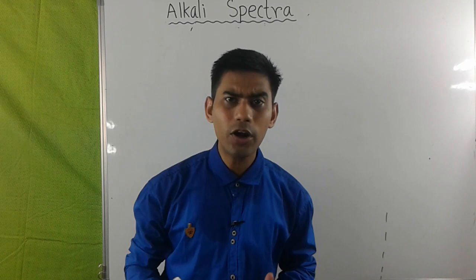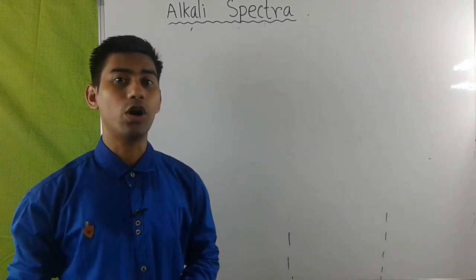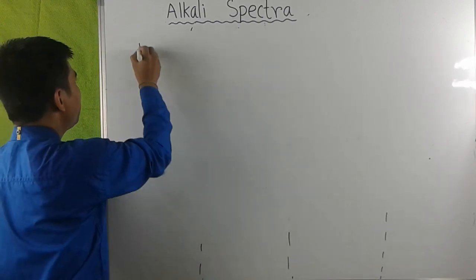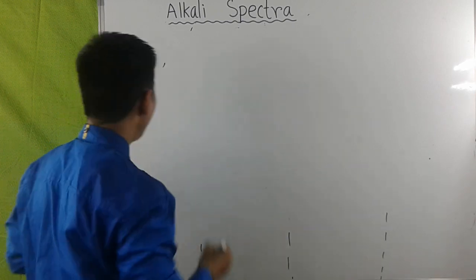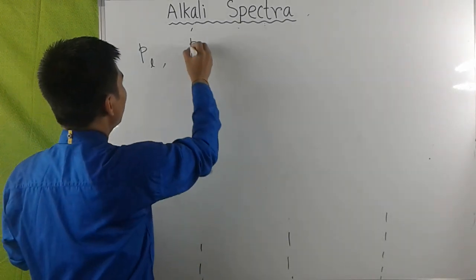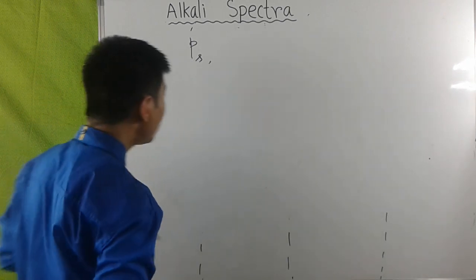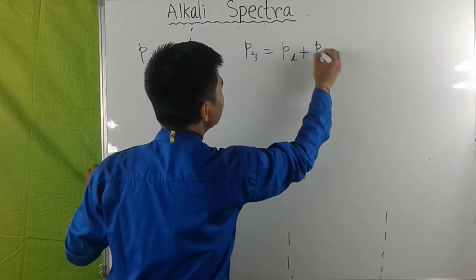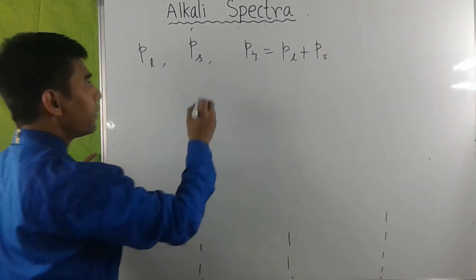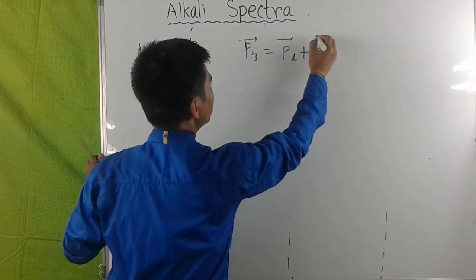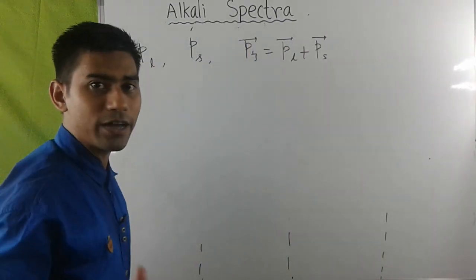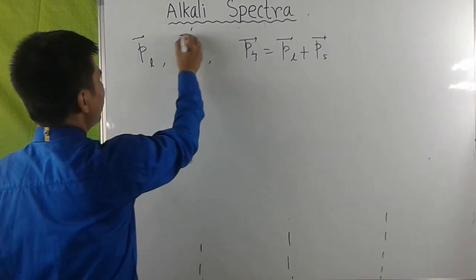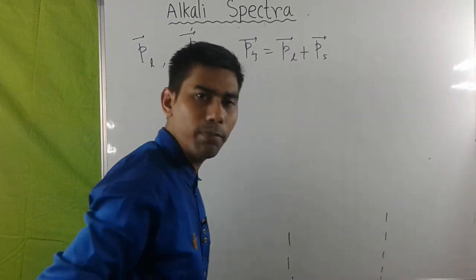Now according to the vector atom model, an atomic electron has an orbital angular momentum P_L and a spin angular momentum P_S, and so the total angular momentum P_J equals P_L plus P_S. Suppose these are vectors. An optical electron has an orbital angular momentum P_L, spin angular momentum P_S, and so the total angular momentum is P_J equals P_L plus P_S.